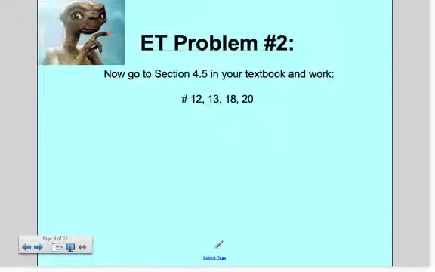Okay? And now we're ready for ET problem 2. So go to section 4.5 and do these 4 problems, 12, 13, 18, and 20. They're pretty quick.